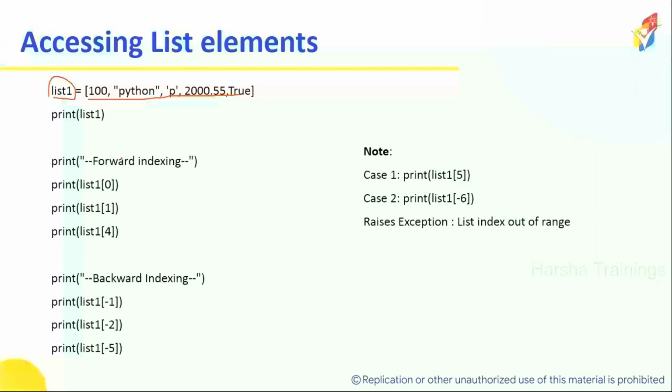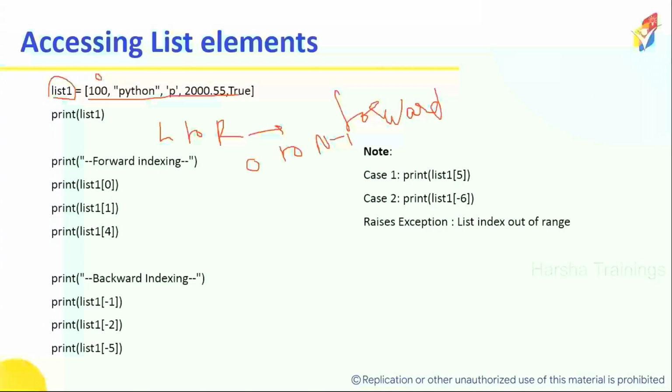Now I can access the list object by going left to right. Left to right is called forward indexing. What is the meaning of forward indexing? If I want to read the data from left to right, it is called forward indexing. The formula for forward indexing is 0 to n minus 1. What is the meaning of 0 to n minus 1 here?